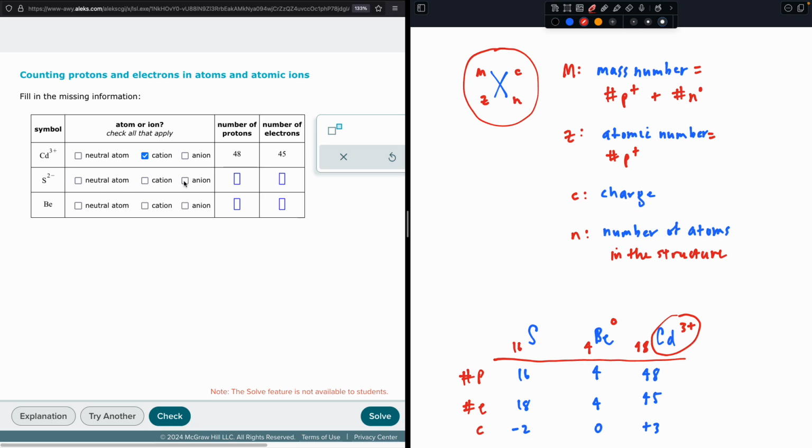This one is an anion because it's negative, right? And we go and look at our table, and we see it's got 16 protons because it's sulfur, and it's got 2 extra electrons, so it's going to be 18. And beryllium is neutral because of the way it's drawn here, and so it's going to be 4 and 4. All right, and that's it.